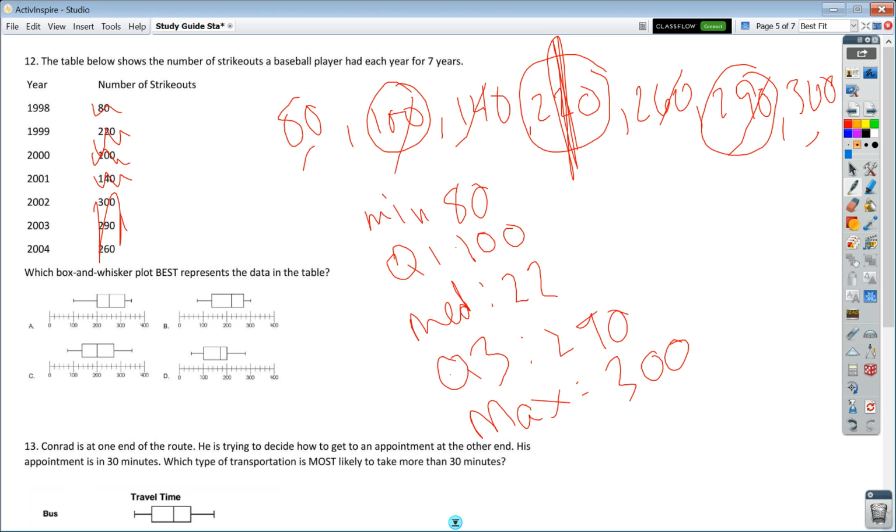So we start at 80. B starts at 80. A doesn't start at 80. C starts at 80. D doesn't start at 80. Okay, let's look at quartile 1 is at 100. Might have been a mistake here. The median is at 220. Yeah, I'm pretty sure there was a mistake because none of those have the right answer. That's disappointing.